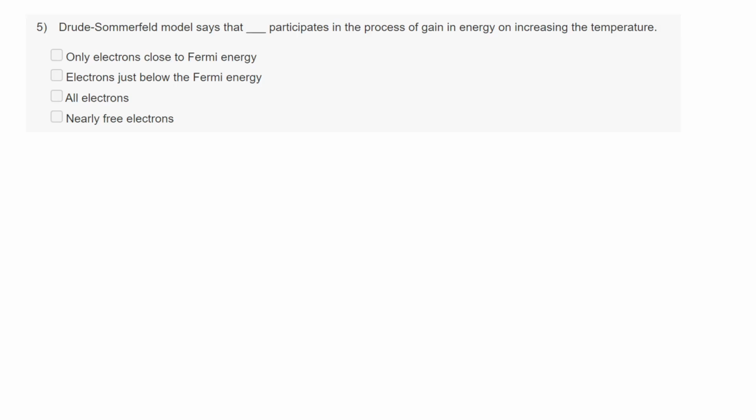Okay, so the Drude Sommerfeld model says dash participate in the process of gain of energy on increasing the temperature. So this we have seen, it is only the electrons which are close to the Fermi energy. The electrons just below the Fermi energy, so this is also true, because the electrons just below the Fermi energy are close to the Fermi energy only. And in the process of gain of energy, all the electrons, no, this is not true.